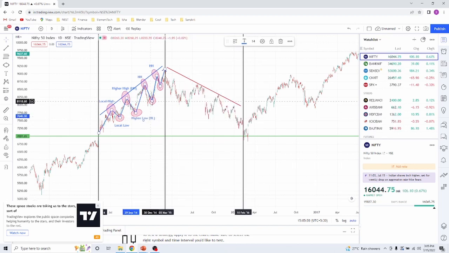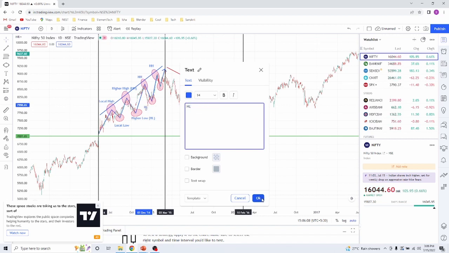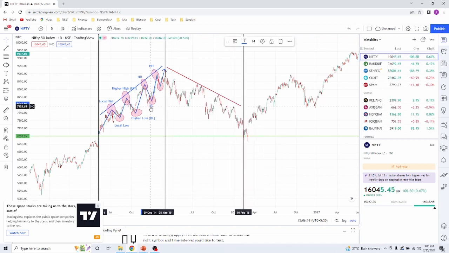Okay, and again this point is higher than its previous point. It is one of the low points, but it is higher than the previous point. Okay, so again you can control drag this. You can double click it. You can make it HL. Okay, and the same for this point also. So again, control drag this text and put it here. So you can see all the higher highs and the higher lows. Okay, so this is the bullish part of it.